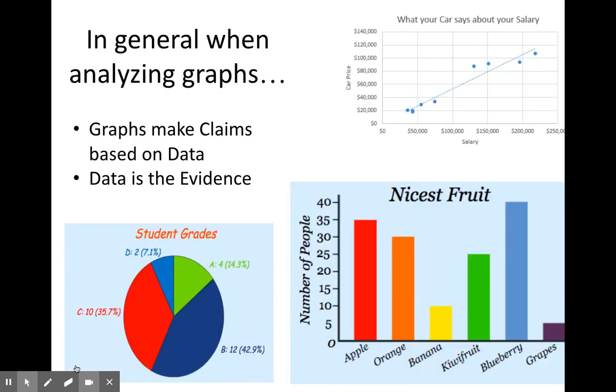And so in general, when analyzing graphs, make the claim based on data. The data is the evidence. So we can make a claim about a graph and then use the data on the graph to support the claim.